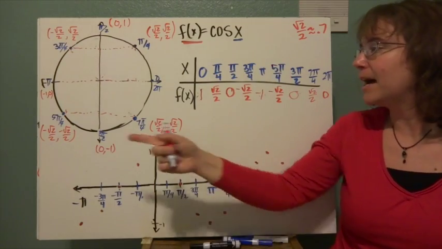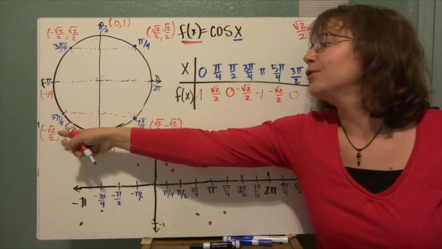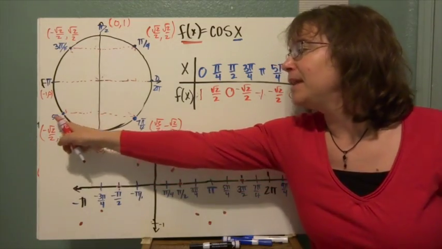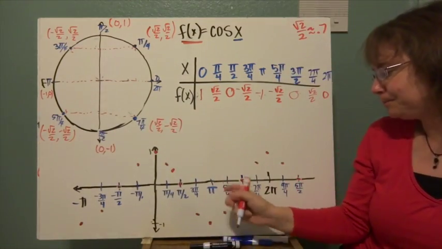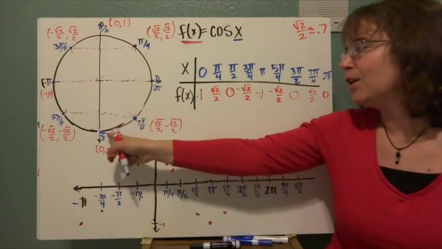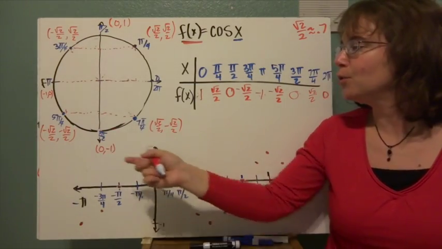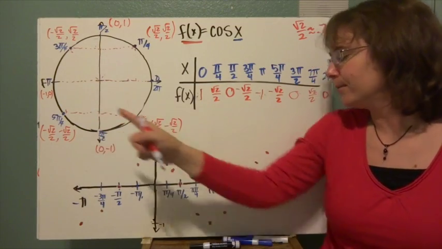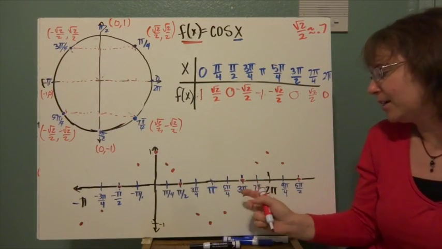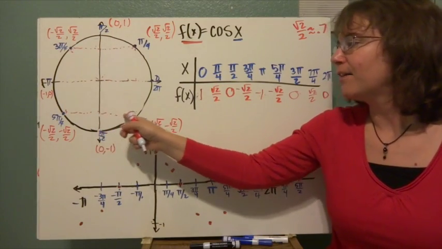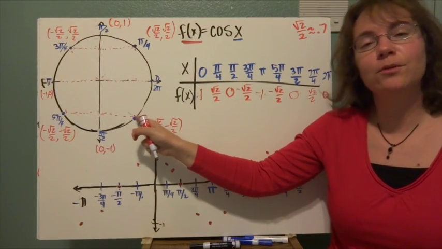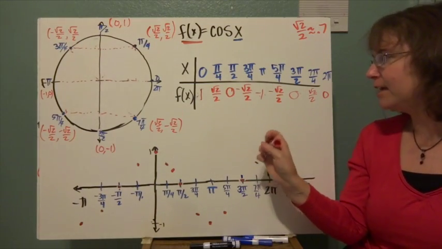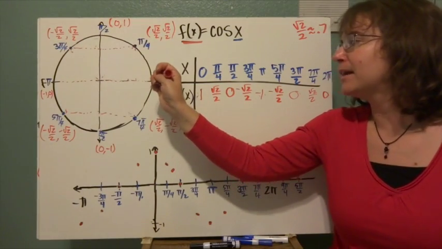When I put in 5 pi over 4, both of those values are negative for both x and y, but my x value, I've gone negative about 0.7. So I'm negative here. When I get to 3 pi over 2, I've gone neither to the left nor the right, so I'm at 0 here. So I have 0 here. 7 pi over 4, I've gone over this way, square root of 2 over 2, that's positive. So notice I'm now positive. And at 2 pi, I'm all the way back to 1.